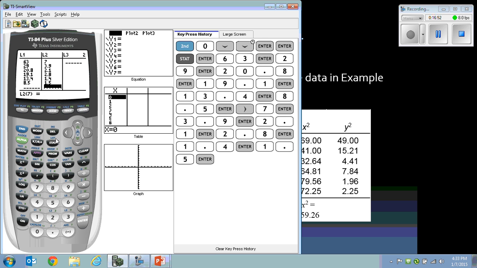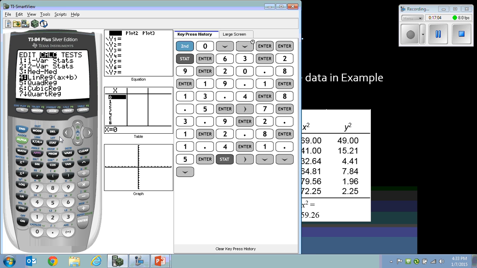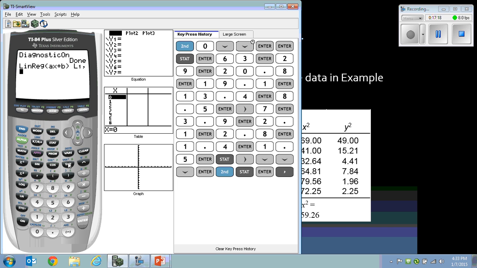So now we have those in here. Hit stat again. Go over to calculate. Go down to linear regression. If your values are in list 1 and list 2, all you have to do is hit enter. But if you want to make sure, hit second list, you pick list 1, comma, second list, list 2.